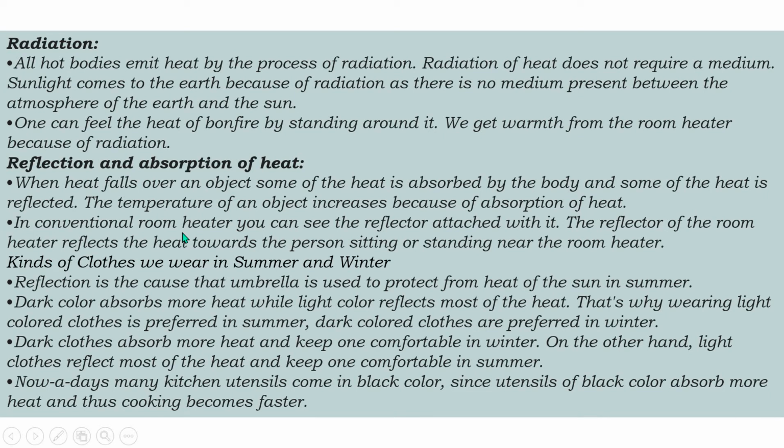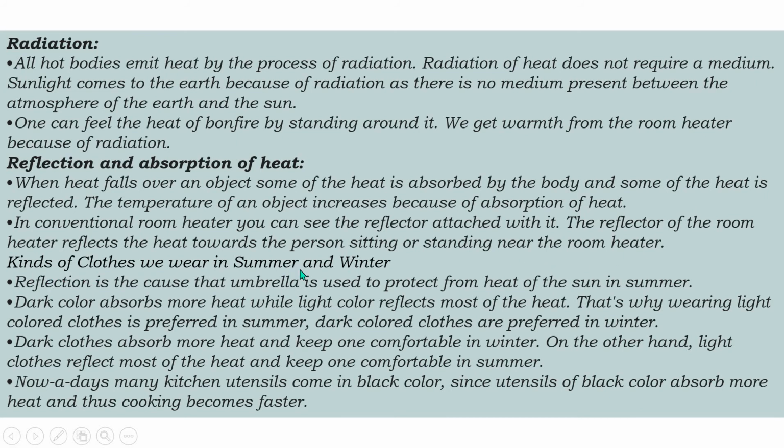How it takes place, let's see. When heat falls over an object, some of the heat is absorbed by the body and some of the heat is reflected. The temperature of an object increases because of the absorption of heat. In a conventional room heater, you can see the reflector attached to it. The reflector of the room heater reflects the heat towards the person sitting or standing near the room heater.